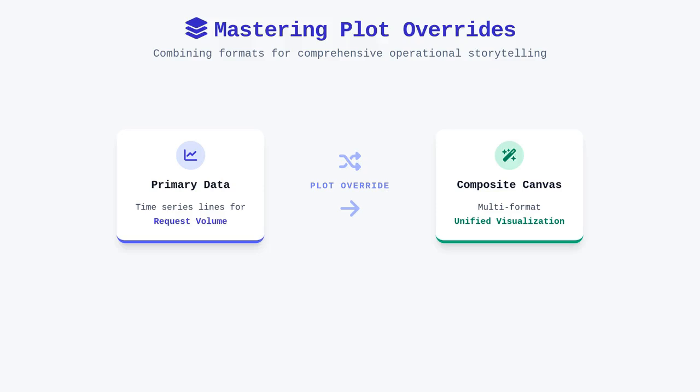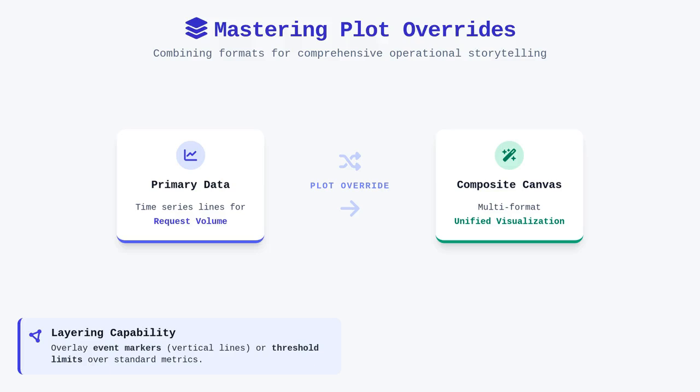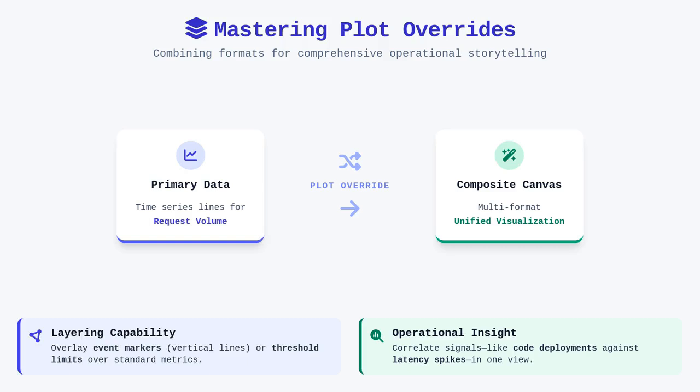By applying plot overrides, you can change the display properties for individual metrics, turning some markers into bar charts while others remain lines. This layering capability provides context, such as visualizing a code deployment event as a vertical line against a background of latency spikes. Mastery of these overrides allows you to create dense, information-rich views that don't sacrifice clarity, enabling us to correlate multiple performance signals within a unified visualization.